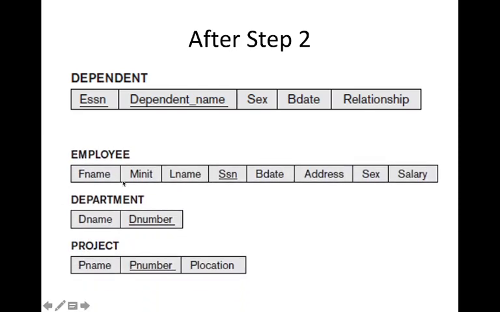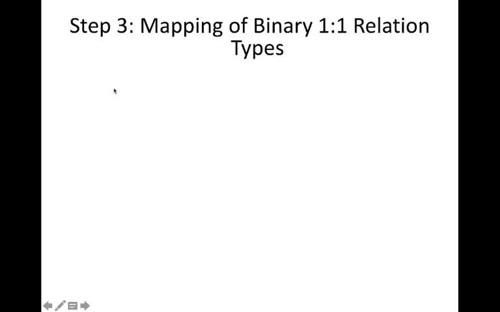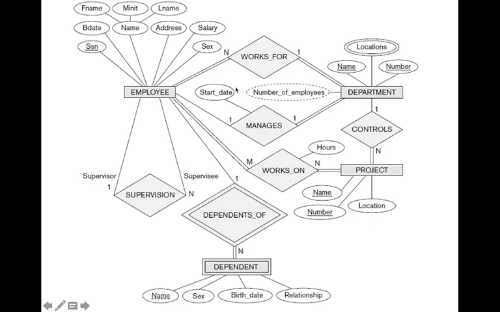Now the relations will become like this. We have employee, department, and project from step 1, and after step 2 this relation will also be added. So now we have 4 relations. Then step 3: we have to map binary 1:1 relationship types. If we see, we have only one 1:1 relationship, that is manages. Manages is a 1:1 relationship type. So how to map this?